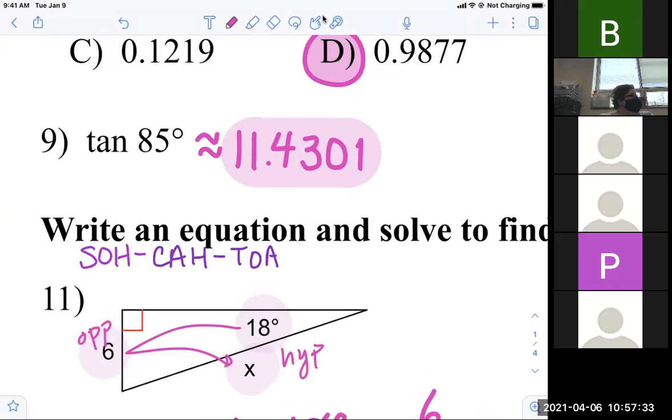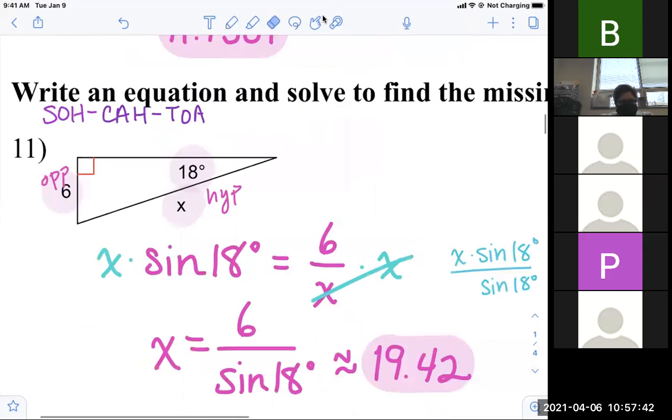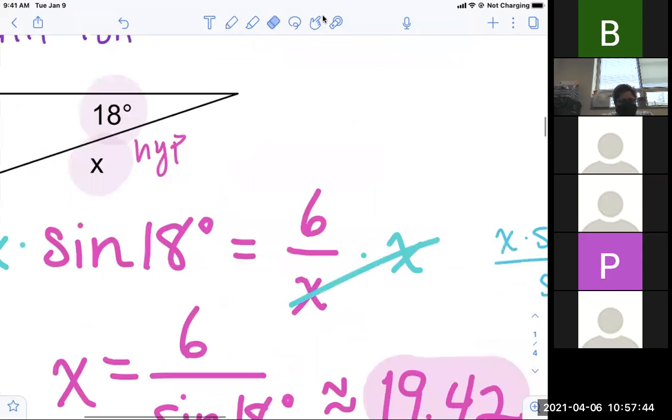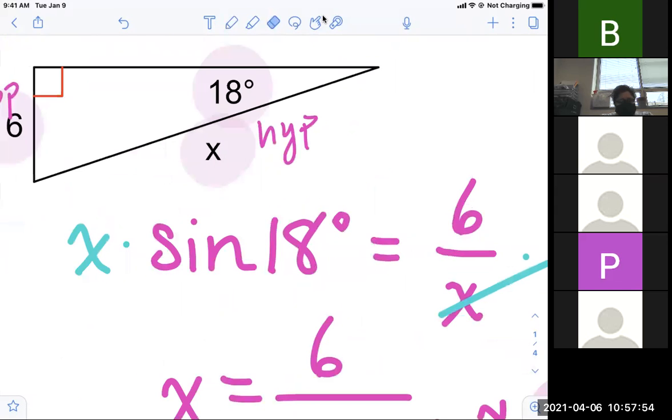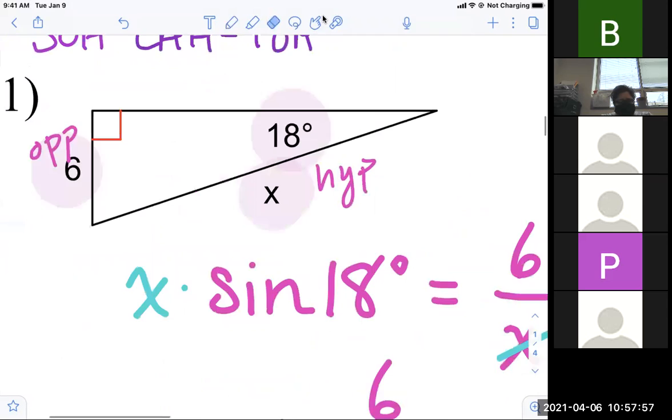It's always sine, cosine, or tangent of an angle. So the sine of 18 is 6 over x. That pink is like the original equation, okay? Now I'm solving for x by multiplying both sides by x. So then your next equation looks like x sine of 18 equals 6.